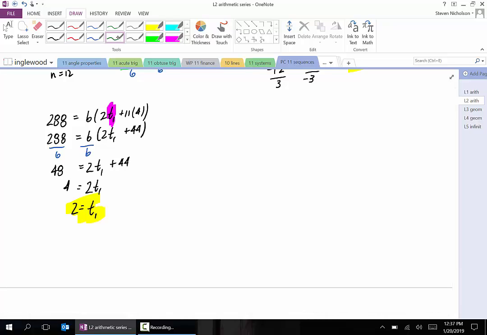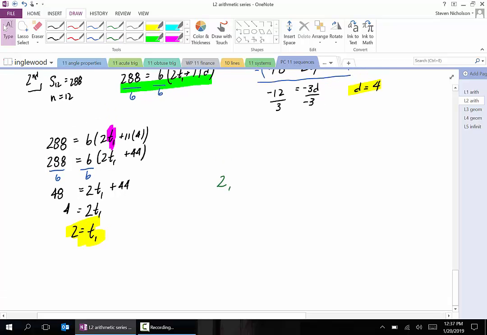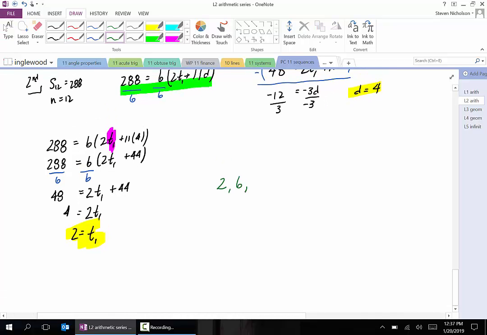So to answer the actual question that's being asked, determine the first 5 terms, well, my first term is 2, and given that my common difference is 4, there are my first 5 terms.